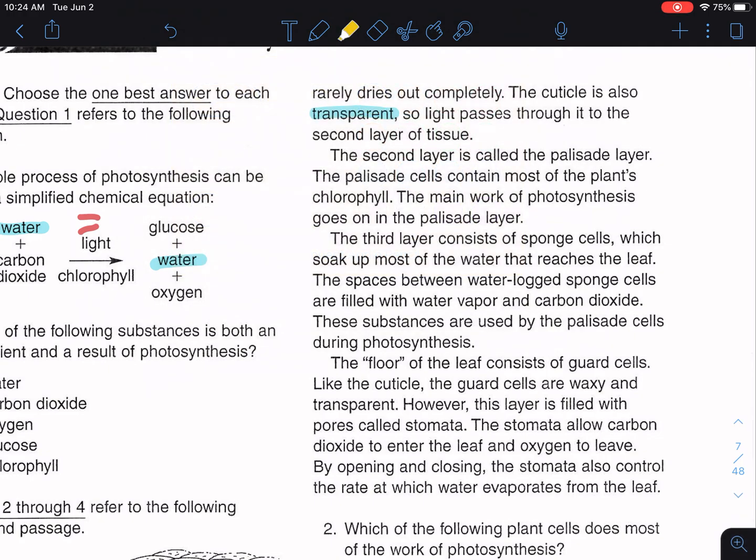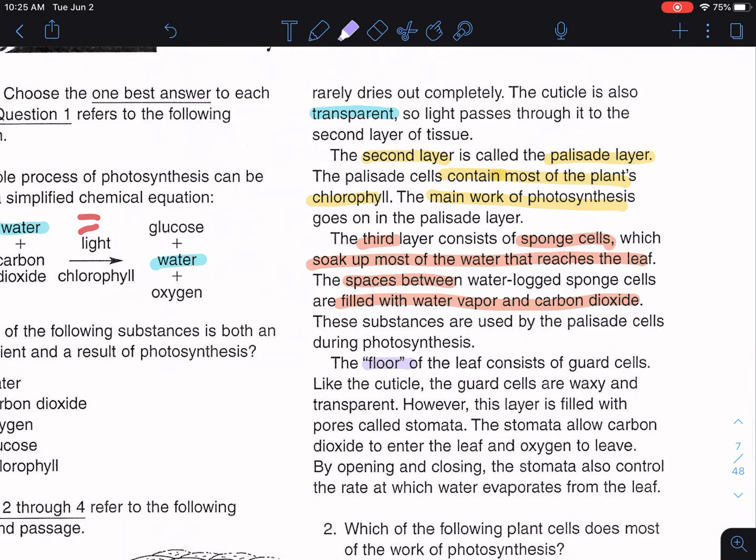Okay, so the second layer is called the palisade layer. The palisade layer contains most of the plant's chlorophyll. The main work of photosynthesis goes on in the palisade layer. The third layer consists of sponge cells, which soak up most of the water that reaches the leaf. The spaces between waterlogged sponge cells are filled with water vapor and carbon dioxide. These substances are used by the palisade cells during photosynthesis.